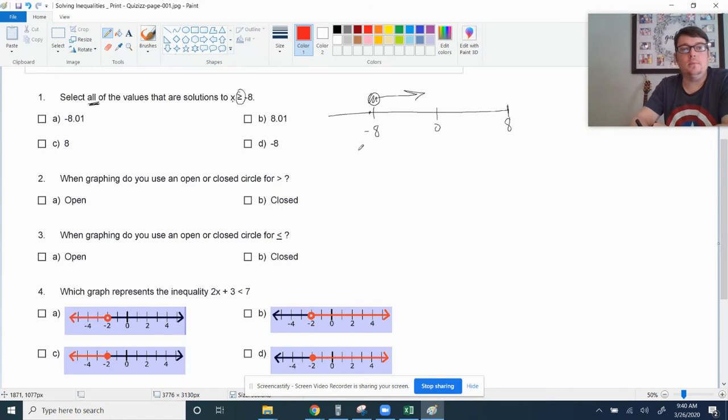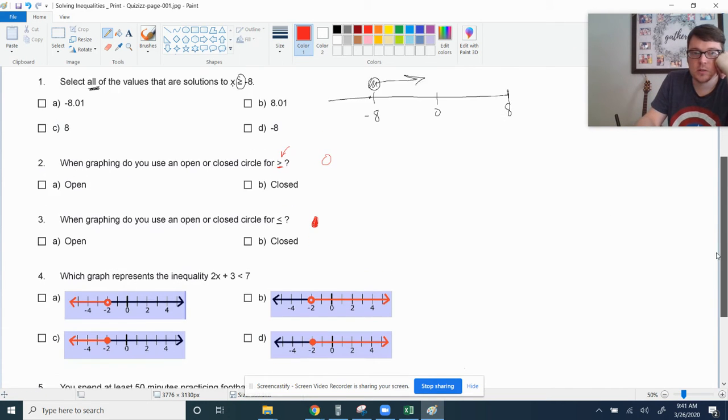All right, let's look at number 2. When graphing, do you use an open or a closed circle for this? You would use an open one for that because it doesn't have the or equal to underneath of it. So that one will be open. Number 3, when graphing, do you use an open or closed circle for this one? This one would be a closed circle because of the or equal to that's underneath. So that one would be a filled in or closed circle. They call it closed in this question set.